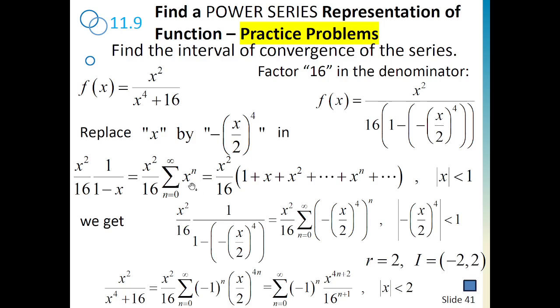And then here it's replaced also, negative x over 2 to power 4, everything to power n. And then also it's replaced here in the expression of the interval of convergence. So x is replaced by negative x over 2 to power 4. So obviously this will be simplified a little bit, so we'll have at the end x over 2 in absolute value smaller than 1, so x in absolute value smaller than 2, so the radius is 2 and the interval is open negative 2, 2.